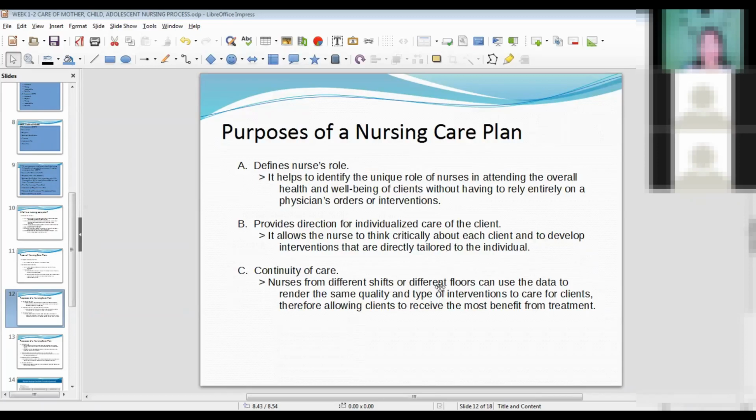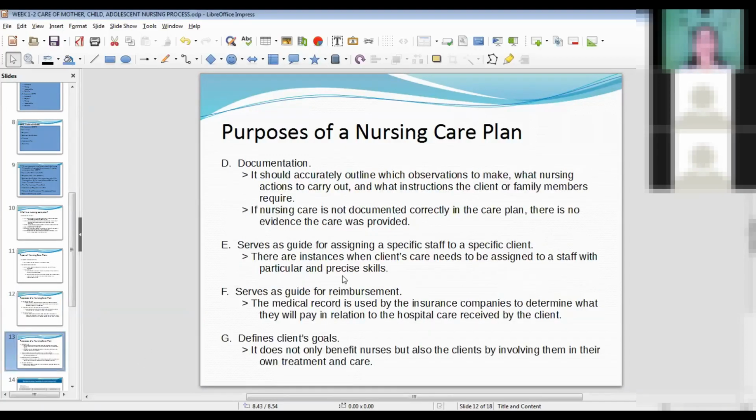So, the afternoon nurse or incoming nurse may follow the plan of care that you have formulated during your shift, if they see that it is effective in alleviating the sufferings of our patient. Okay, so that is continuity of care. Next purpose is documentation. It should accurately outline which observations to make, what nursing actions to carry out, and what instructions the client or family members require.